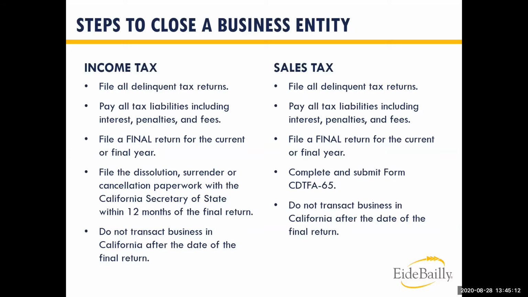And then last and most importantly, do not transact business in California after the date of the final return. From a sales tax perspective, like income tax, again, you want to file all delinquent returns and pay outstanding liabilities so you reach good standing with the state. You want to file a final return for the current or final year. And you also have to complete and submit a form CDTFA 65 with CDTFA. And then again, do not transact business in California after that date.